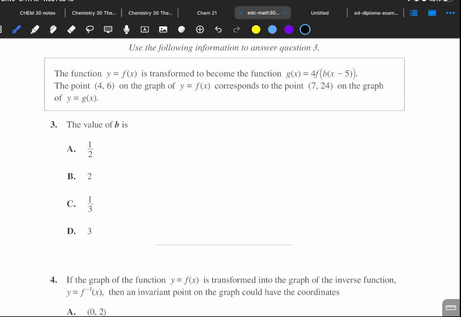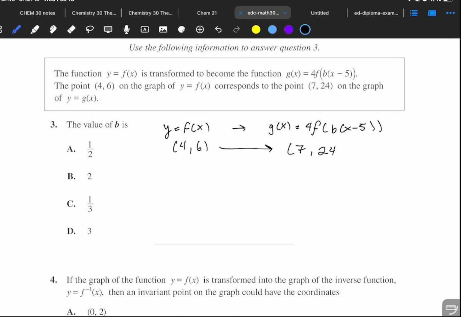So we have the graph of y equals f of x, and that's transformed to become the graph of g of x, but f of x has to undergo these transformations here. For f of b x minus 5, and that would be the transformation. And we have the point 4, 6, which lies on f of x. And this point undergoes these transformations described to become the point 7, 24. So these points match up. So after these transformations are applied to this graph, you should get this point.